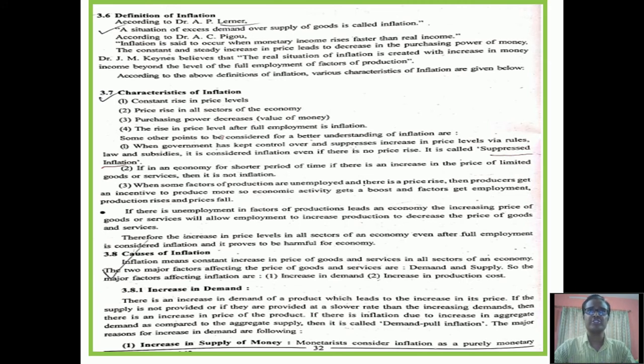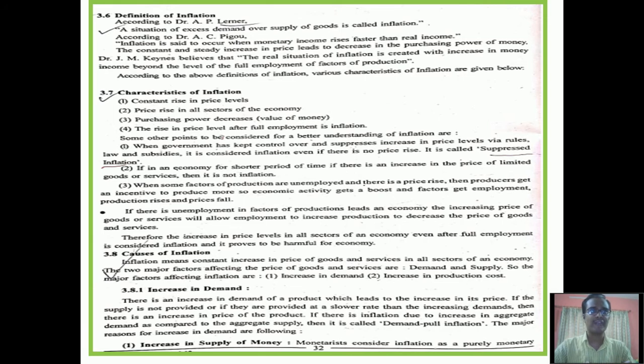Professor Keynes believed that the real situation of inflation is created with an increase in the money income beyond the level of full employment in the factors of production. Land, labor, enterprise and capital are the four factors of production. If their income increases higher and higher, that means their per capita income is increased. In this way, they can increase their demand in the market while supply is steady. So the increase in demand leads to an increase in the price, and that is called inflation.